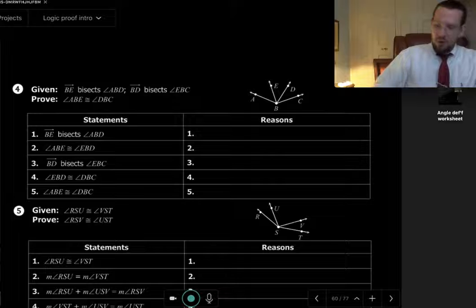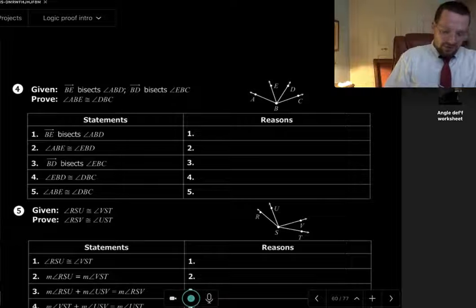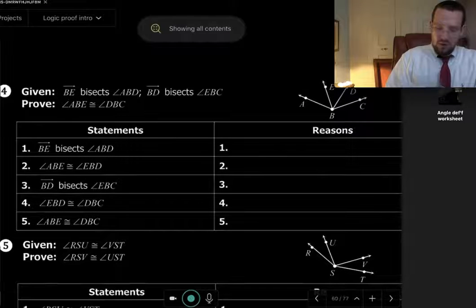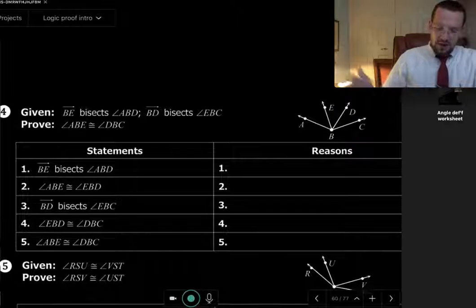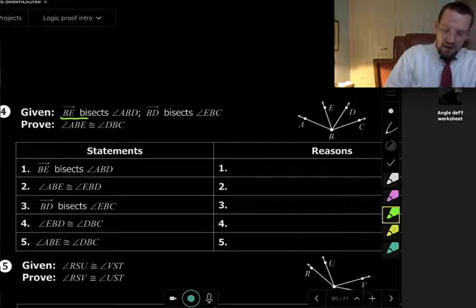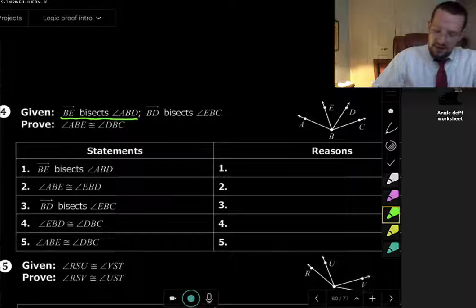What I will always do is have a discussion about the proof before I start the proof, and I will require you all to do the same. So here is my discussion. Let's see what we have here. We have that BE bisects ABD. That BE is a bisector.